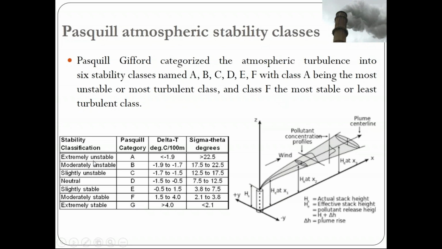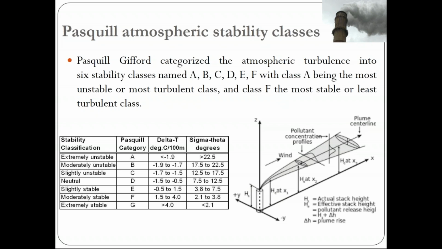So here extremely unstable is A, and you can see the delta T and sigma theta degree. So what is delta T? Delta T is the change in temperature per 100 meter, the change in temperature in degree Celsius per 100 meter. Because if you go from one place to another place, the temperature may change in degree Celsius or in degree Fahrenheit.